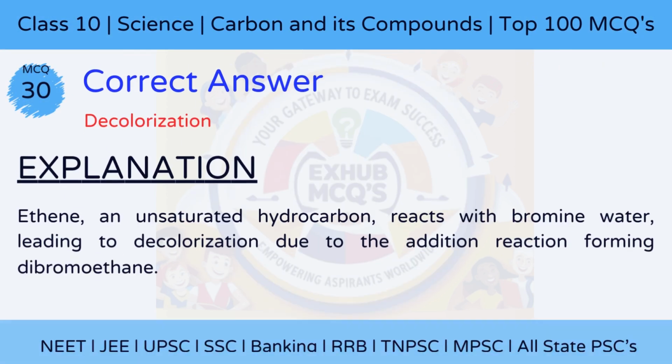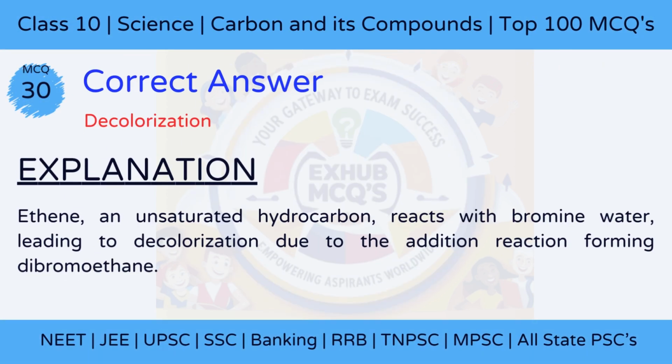The correct answer is option B, decolorization. Explanation: Ethene, an unsaturated hydrocarbon, reacts with bromine water, decolorizing it due to an addition reaction where bromine adds across the double bond.